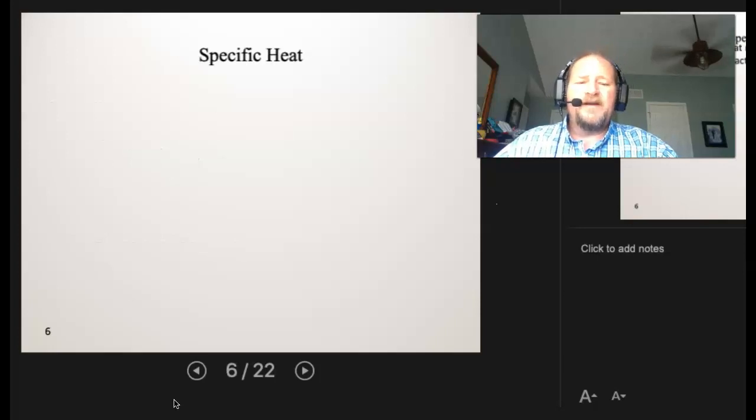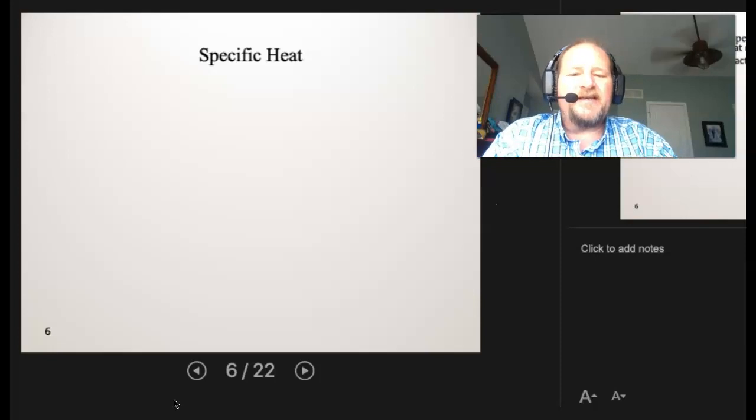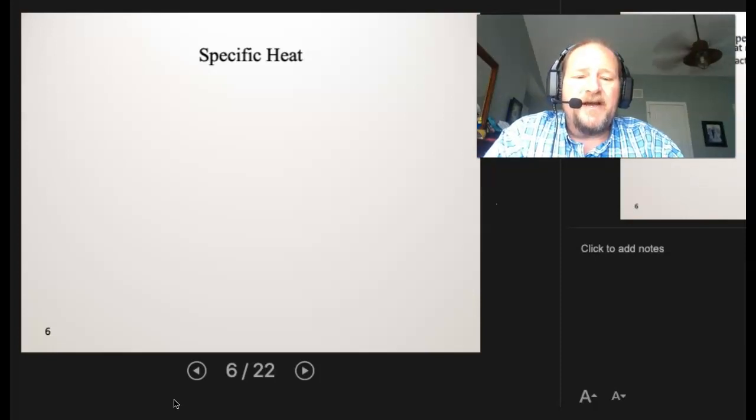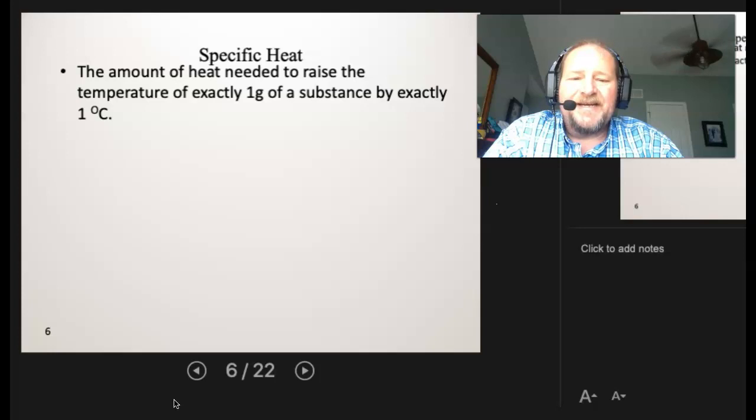All right. Now remember, the reason we're doing these things is we want to be able to calculate the heat from an object. So we're going to raise the temperature up and we're going to see what that heat is going to be. Now, specific heat is another thing that's going to come into play. Specific heat is material specific. It's the amount of heat needed to raise the temperature of exactly 1 gram of a substance by exactly 1 degree C, and we abbreviate that as SH.